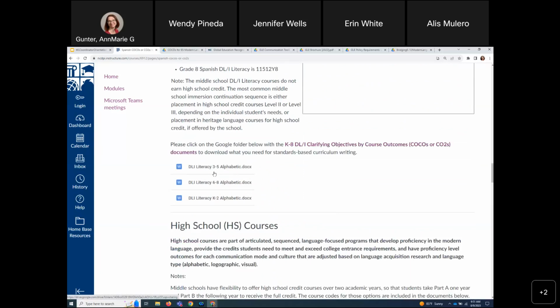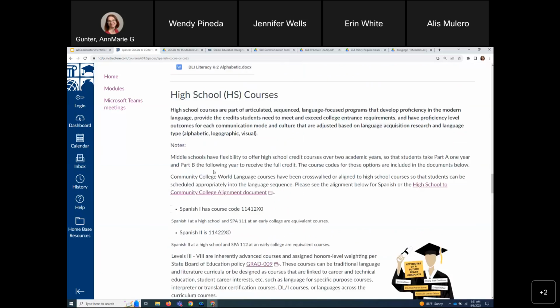Then we get to high school. Here's all of our high school credit courses, a description of those and how they work, and information about middle school having flexibility to offer high school credit courses. There's also a section about community college world language courses. Some of you have early college programs, for example, where your students are taking your world language courses through the community college and maybe also through high school courses. And so it's important that we know what that alignment is.